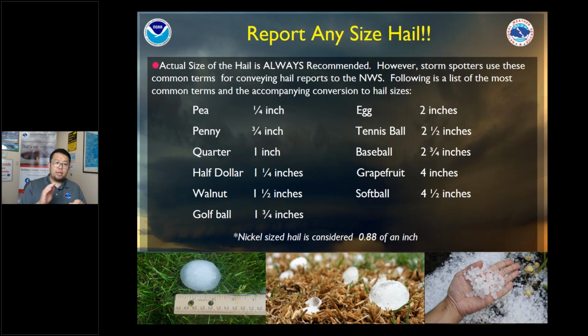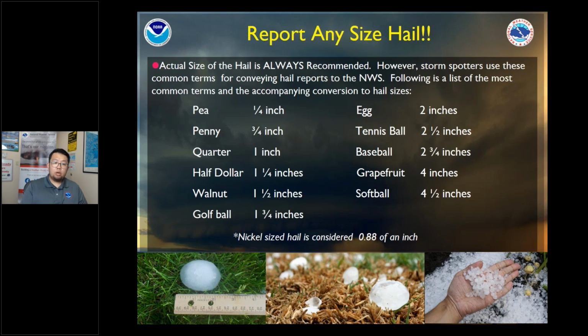Storm spotters typically use a ruler. So they will take the biggest hailstone they find, bring up a ruler and measure it. And the one in the bottom left-hand corner shows that that's just over 2 inches in diameter for a hailstone. That's perfect. So that's approximately the size of an egg.